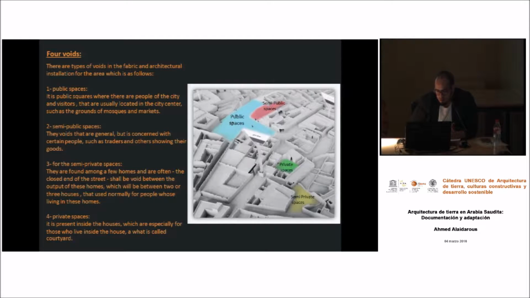That's the public spaces, which normally use at the market in the city center, or as a main plaza in front of the mosque. Okay. And the second part is the semi-public space, which is normally used for specific products, as a market for the specific product, like vegetables. And semi-private space.